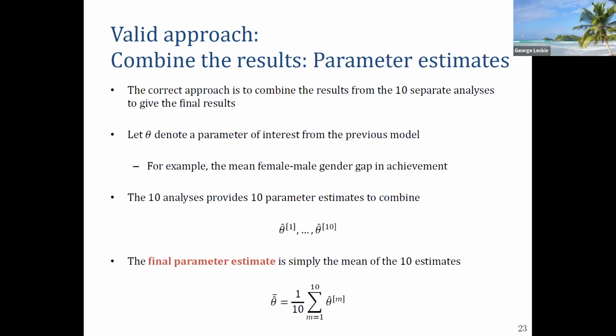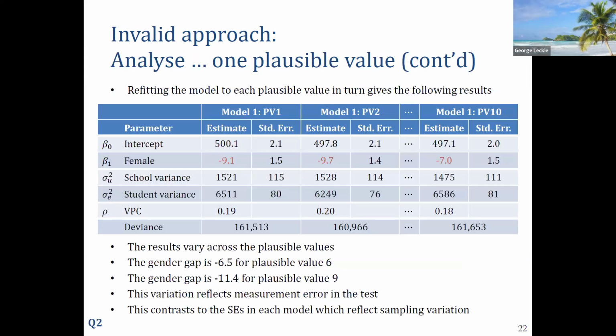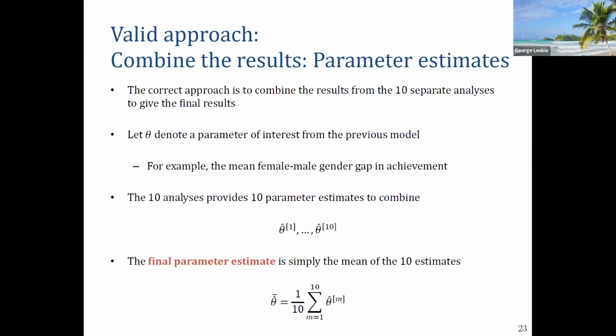So the correct approach is to apply what are called Rubin's rules in the context of analyzing multiple imputed data sets. So, I've written here, let theta denote a parameter of interest. Well, our parameter of interest is the gender gap, so you can think of it as beta 1. That's what we're interested in presenting off the back of our analysis. Problem is we've got 10 of these values, and they have all different answers, and they're quite different.